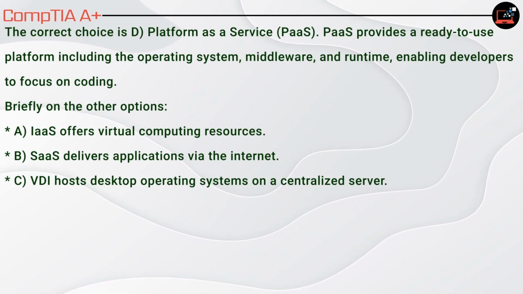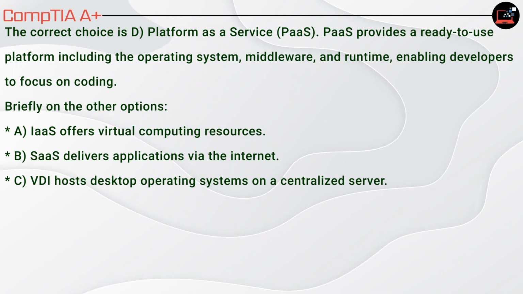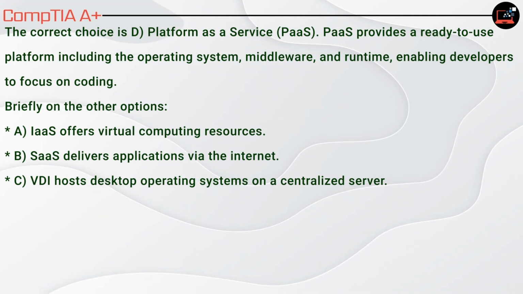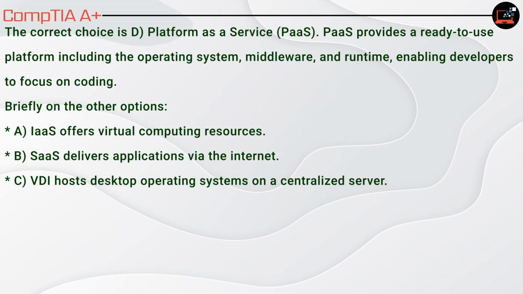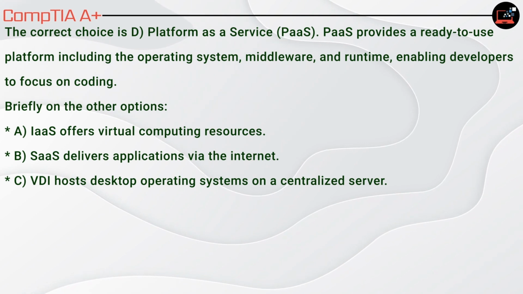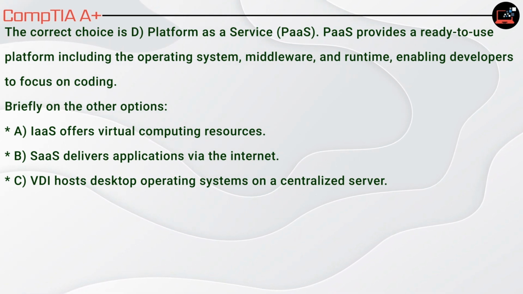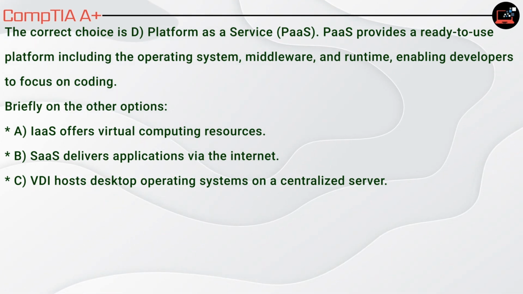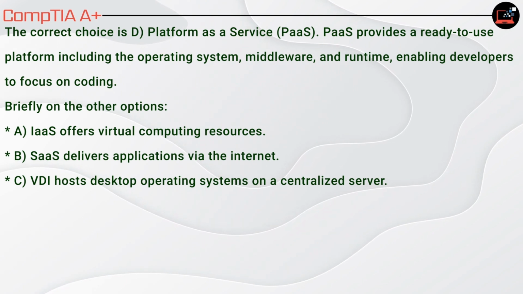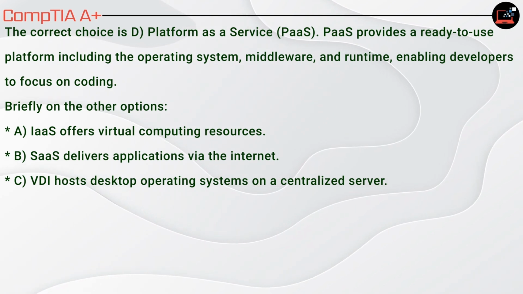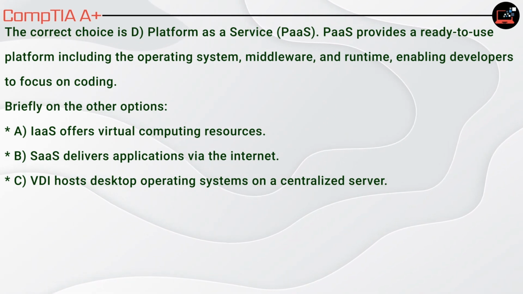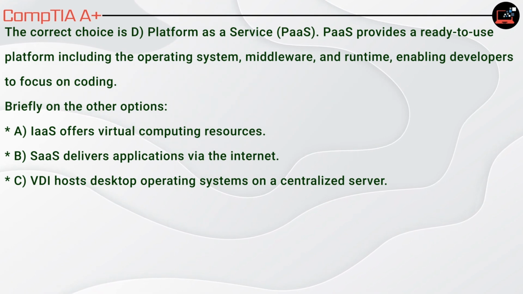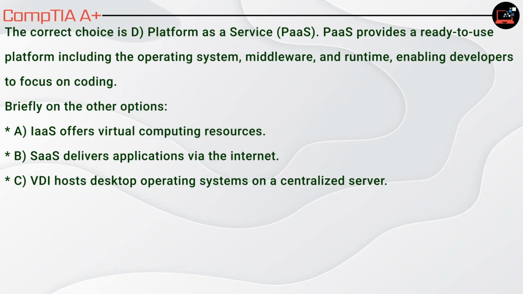The correct choice is D. Platform as a service, PaaS. PaaS provides a ready-to-use platform including the operating system, middleware, and runtime, enabling developers to focus on coding. Briefly on the other options: A. IaaS offers virtual computing resources. B. SaaS delivers applications via the internet. C. VDI hosts desktop operating systems on a centralized server.